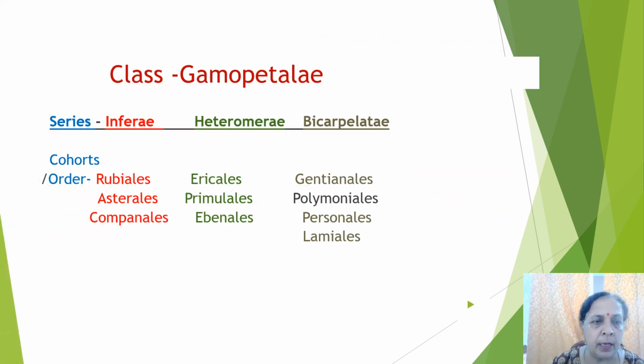Class Gamopetalae is again divided into 3 series: Inferae, Heteromerae and Bicarpellatae. Inferae consists of three orders, Rubiales, Asterales and Campanales. Heteromerae consists of three orders, Ericales, Primulales and Ebenales. And Bicarpellatae consists of four orders, Gentianales, Polemoniales, Personales and Lamiales.